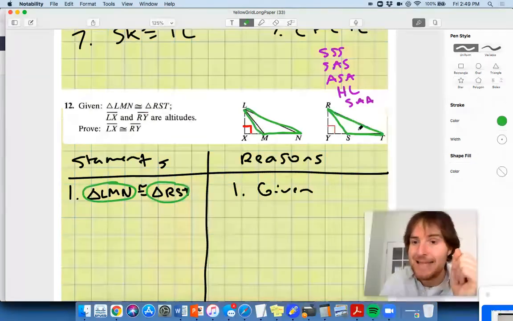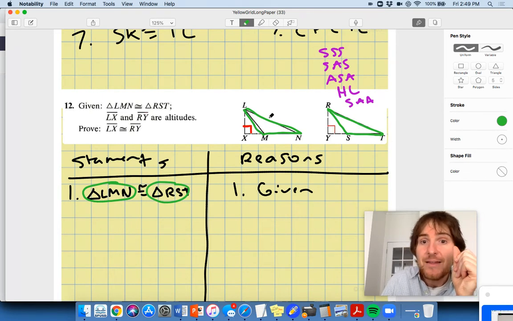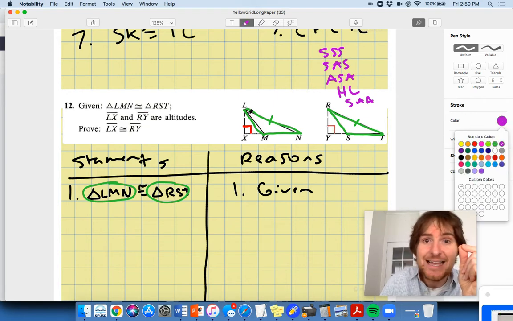Triangle RST, that's right there, okay? Look, corresponding parts right here. These are perfect. I'm ticking those. Why? Why are LN and RT going to help us prove this thing here? Because those are both sides on this second prover triangle that we're going to prove.